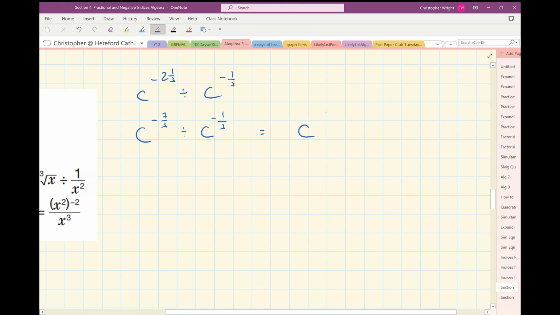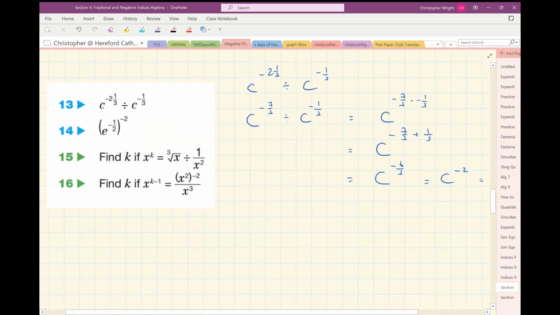So this is simply going to be c to the power of minus 7/3 minus minus 1/3. Okay, well that is c to the power of minus 7/3 plus 1/3. All right, that's c to the power of minus 6/3, which is c to the power of minus 2, which is 1 over c squared. Okay, so that is number 13. Let's look at number 14.